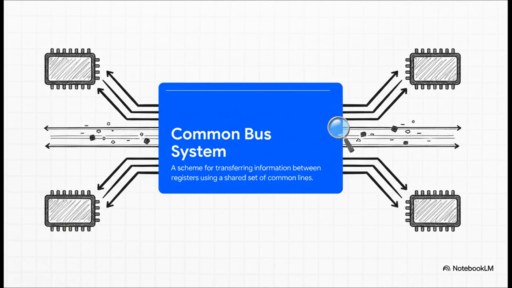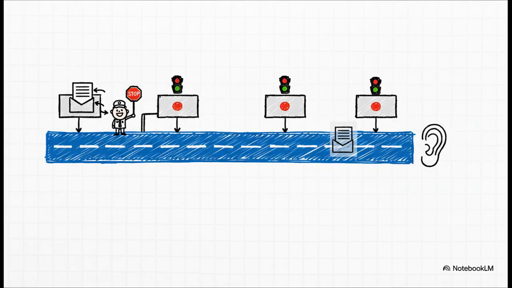It's called the common bus. And the idea is just brilliant. Instead of a messy point-to-point system, all the registers connect to this one shared pathway. It's literally the data superhighway that all information travels on to get from one place to another. So, how does this highway not become a massive traffic jam?